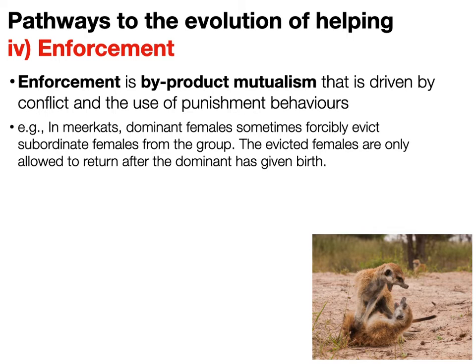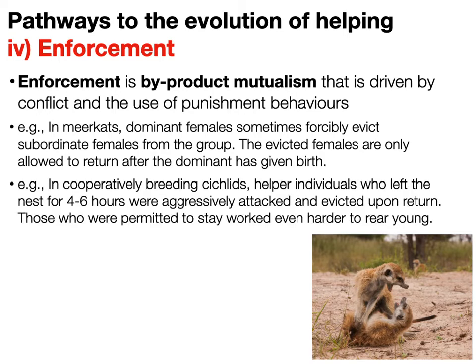In meerkats, the dominant females sometimes evict the subordinate females from the group, and the evicted females are only allowed to return after the dominant has given birth. So that's an example of this kind of conflict behavior. Enforcement is like when cooperation only happens because there would be aggression or direct violence otherwise.